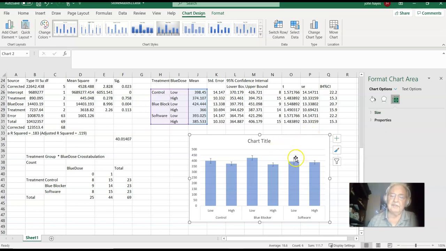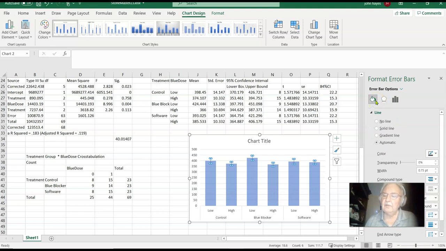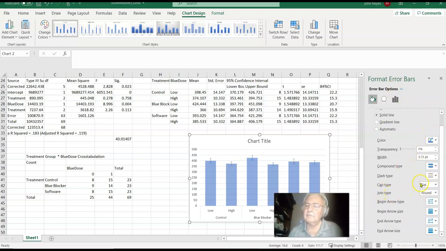Those are kind of hard to see, so let's click on the error bar. Let's go to the bucket of paint so that we can look at the line. It's going to be a solid line, and its width is going to increase, maybe that.